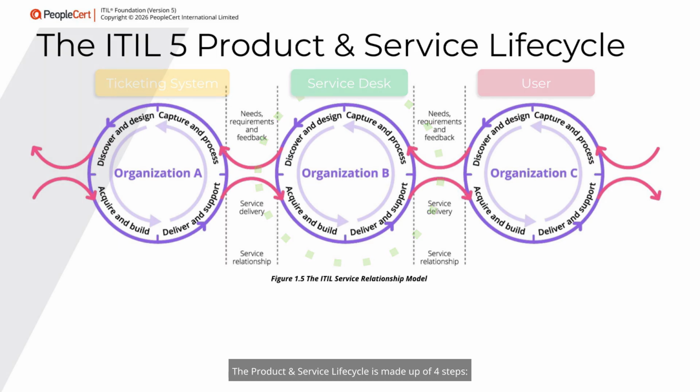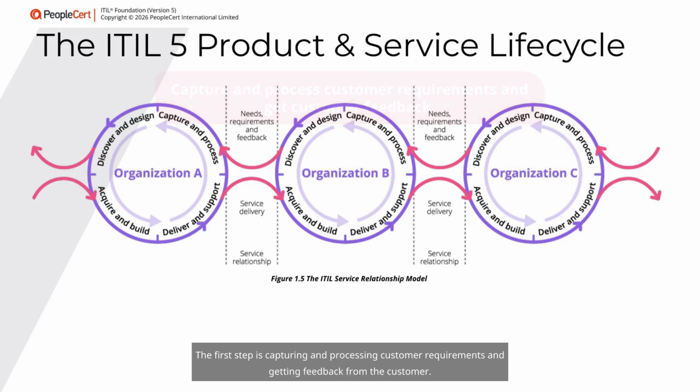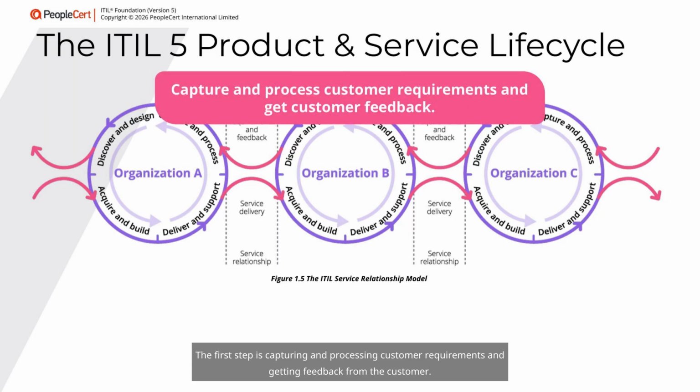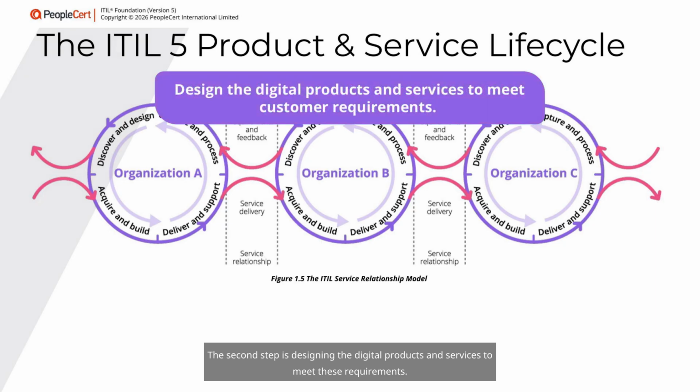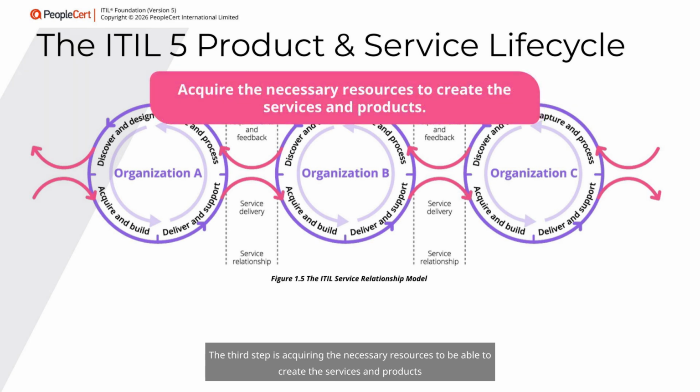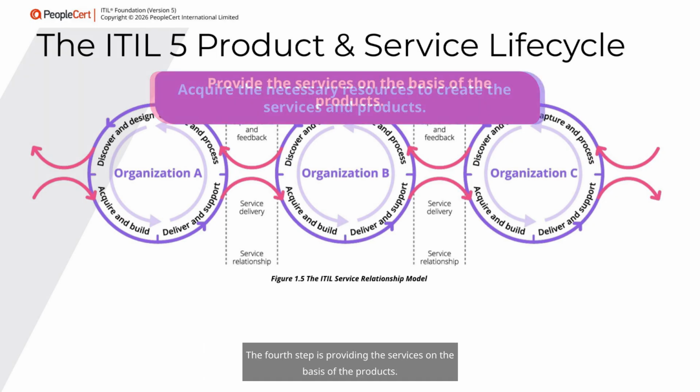The product and service lifecycle is made up of 4 steps. The first step is capturing and processing customer requirements and getting feedback from the customer. The second step is designing the digital products and services to meet these requirements. The third step is acquiring the necessary resources to be able to create the services and products. The fourth step is providing the services on the basis of the products.